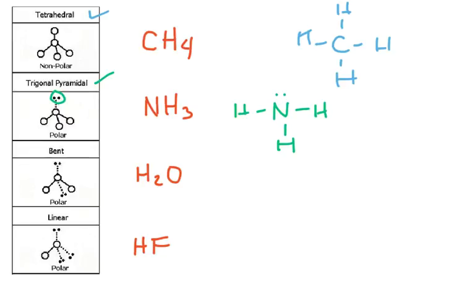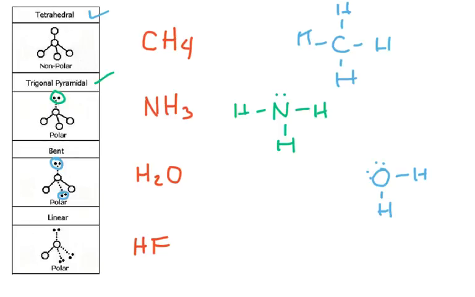Water, classic structure. Oxygen is going to take 1 of its valence electrons to hook on each hydrogen. That leaves 4 more, 2 pairs, steric number of 4, 2 lone pairs. We get a classic bent shape here for water.